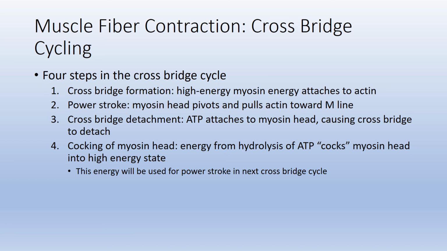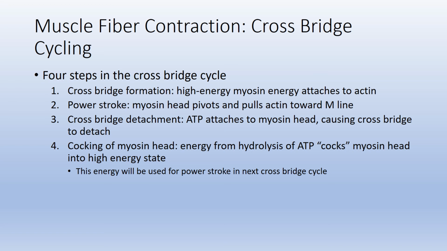From there, we will see the myosin head pivot or change direction. And when it does that, it pulls the actin filament towards the M line of the A band. This is known as the power stroke. Once that myosin head has pulled the actin, it can't do anything else with it, so it detaches itself. And in order to detach the myosin from the actin, that requires energy, also known as ATP.